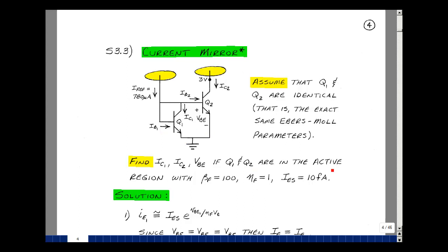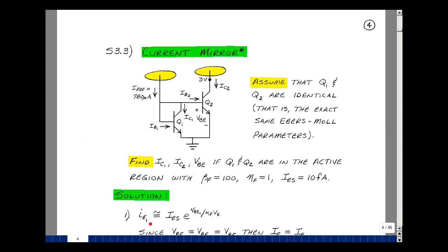Let's assume that the transistors are active because I've got 3 volts across here. Let's assume that beta F is 100, eta F is 1, and that I sub ES is 10 femtoamps. These are typical numbers for an integrated circuit. Let's first solve for the current in the emitter of transistor 1.